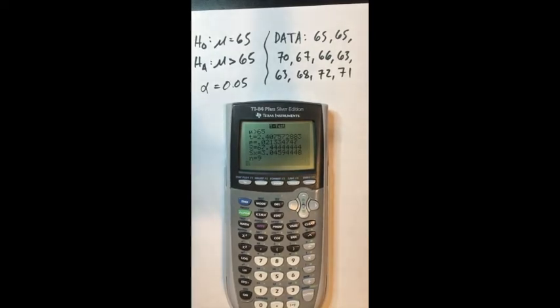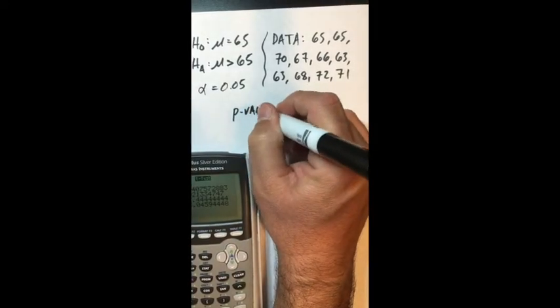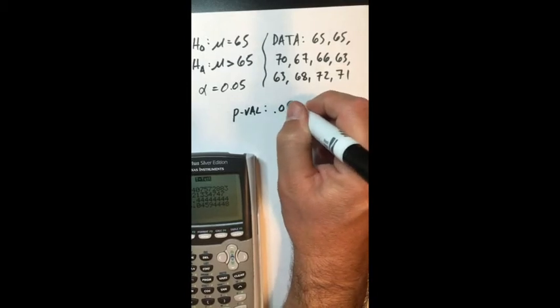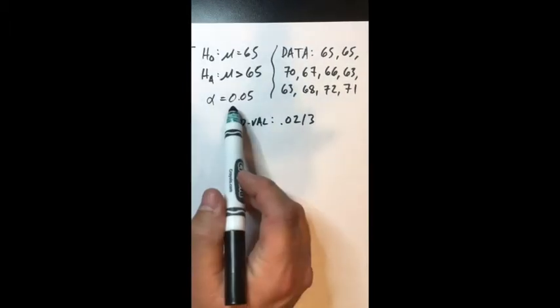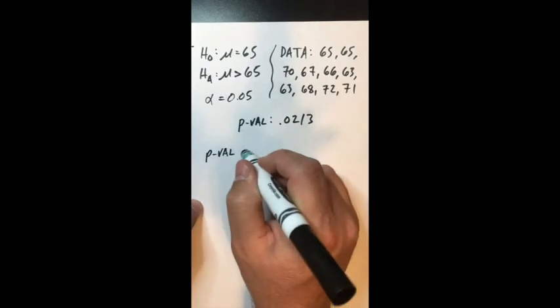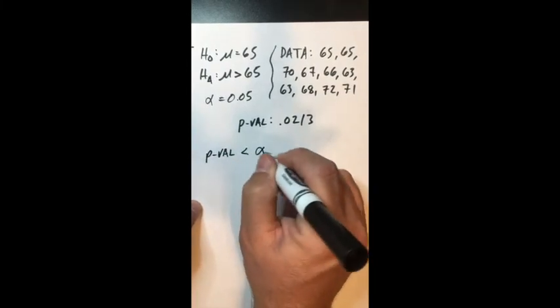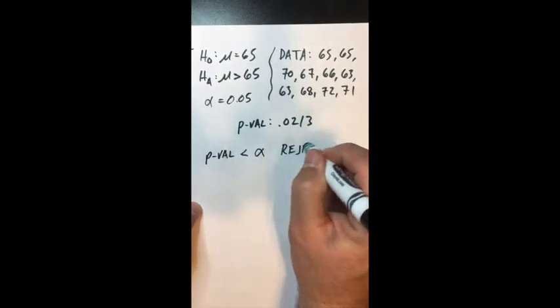So, once again, the most important thing on this screen is the p. So we get a p-value of 0.0213. Comparing that to alpha, we see once again that the p-value is less than alpha. And so once again, we will reject the null hypothesis.